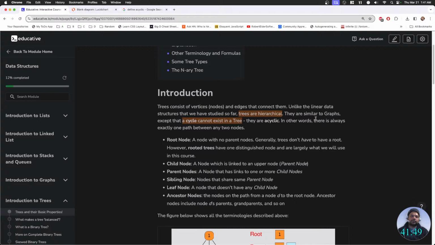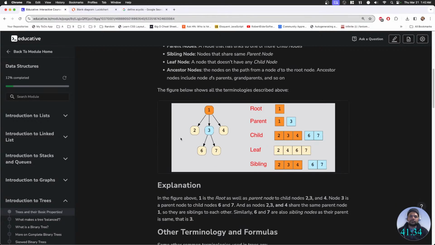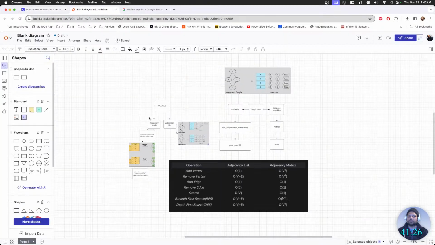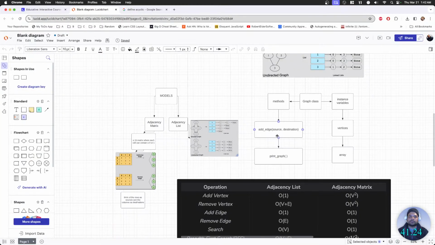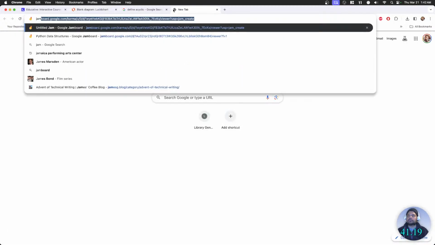In other words, there's always exactly one path between two nodes. So that's the difference between a graph and trees. Trees are acyclic, with exactly one path between two nodes, which is different because in graphs we saw bidirectional, and was it bidirectional? One second, I should have my notes right here. Nope, did not have that. It was on the Jamboard.